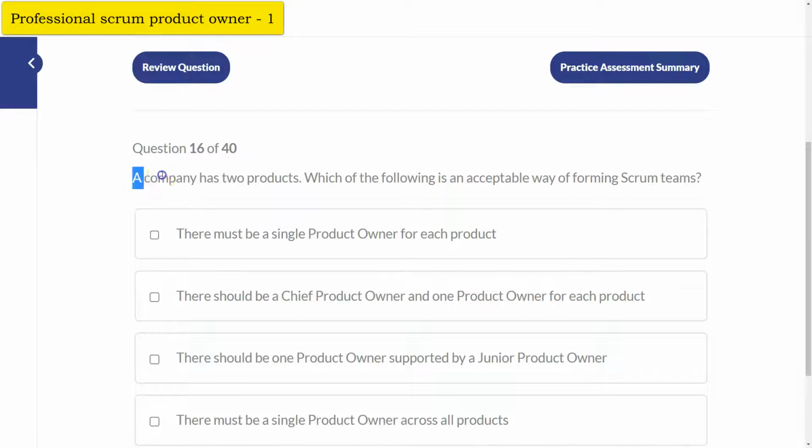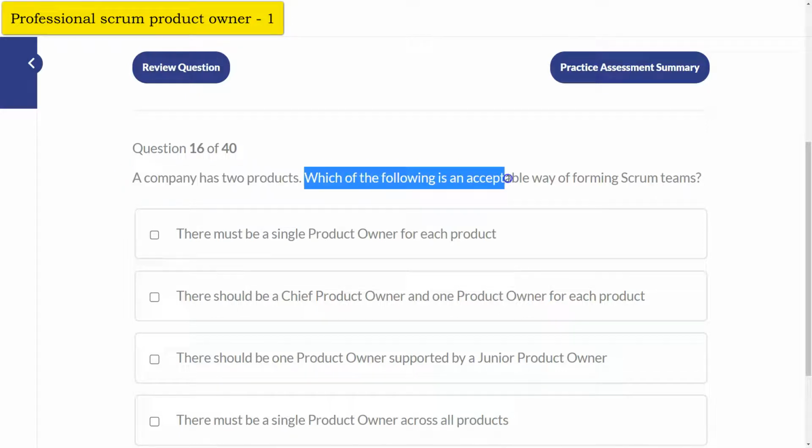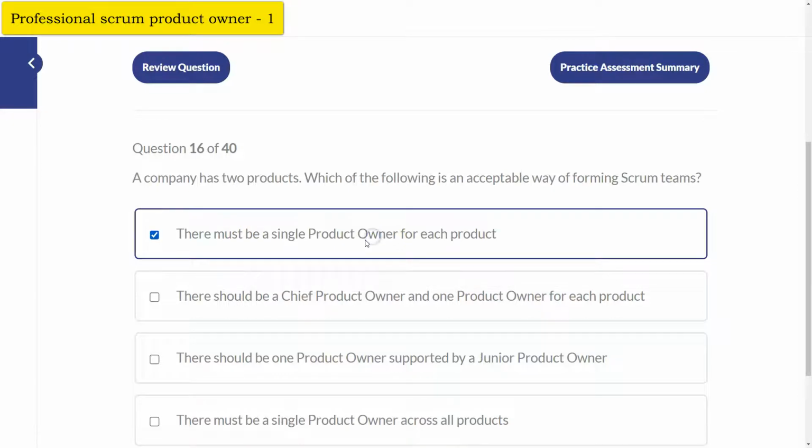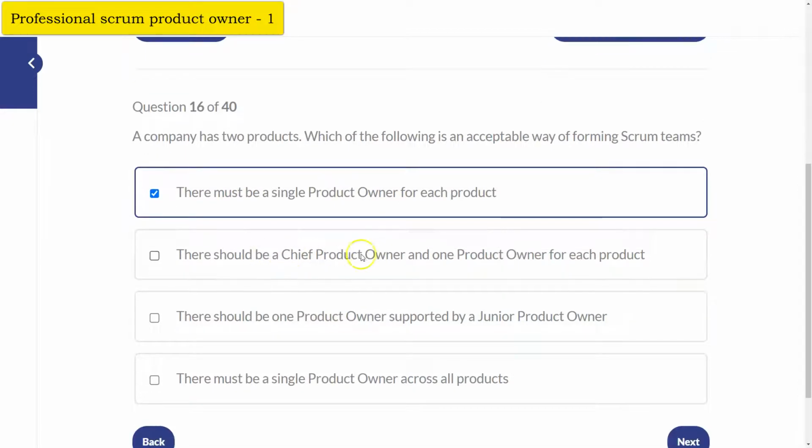Next question. A company has two products. Which of the following is an acceptable way of forming Scrum teams? There must be a single product owner for each product. That's true. There should be a chief product owner and one product owner for each product. No. There should be one product owner supported by a junior product owner. No. There must be a single product owner across all products. Guys, so the right answer is there must be a single product owner for each product.